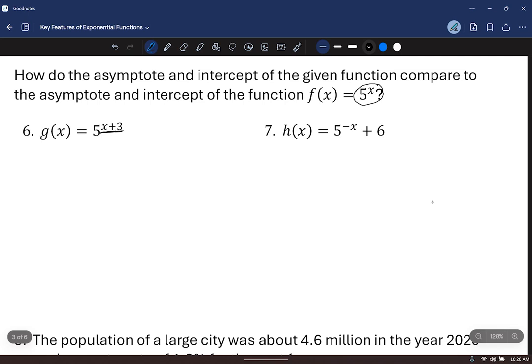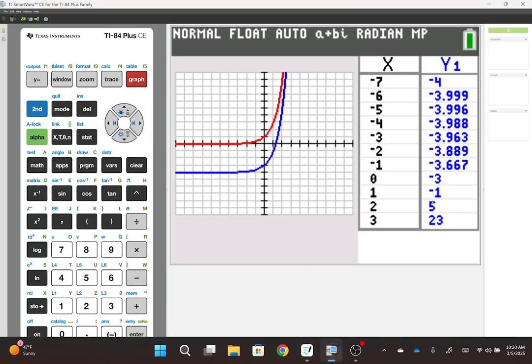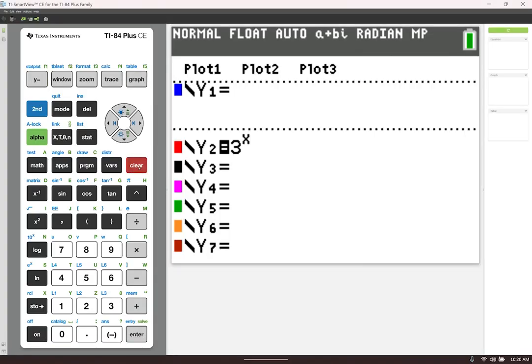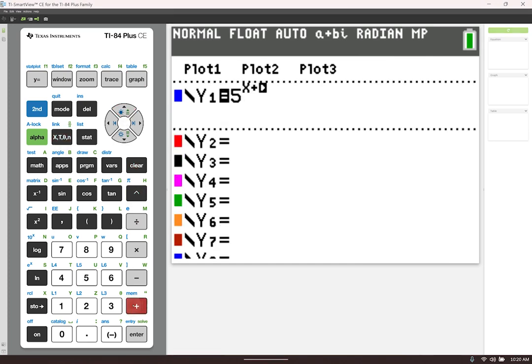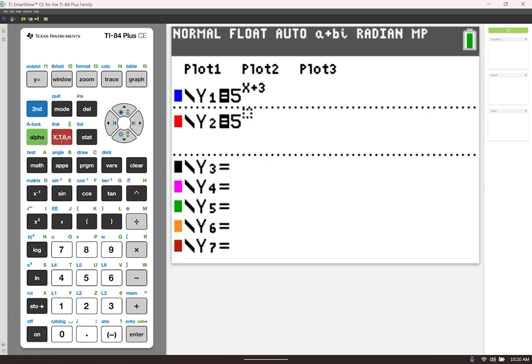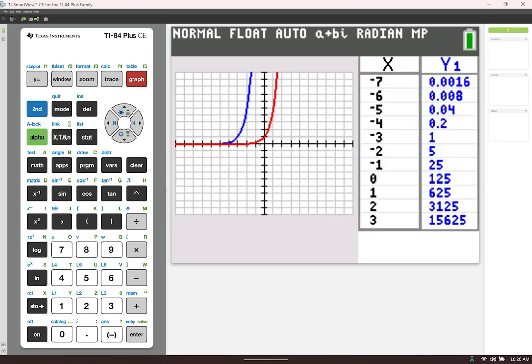So if you think +3 means right, it really means left. So this is left 3. All right, our asymptote did not change, so asymptote is the same. However, the y-intercept is going to change since we shifted this to the left. So grab your calculator, and we're going to put these in. So I've got 5 to the x plus 3, and then 5 to the x as our original. So you can see, here's our original in red. We shifted to the left.